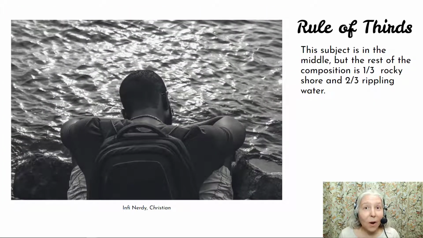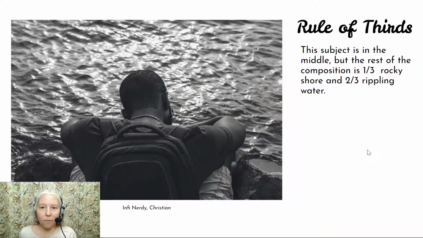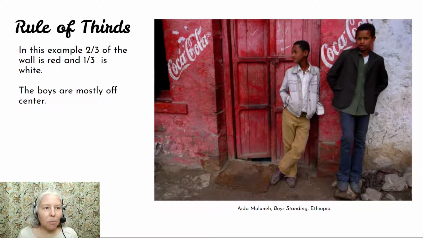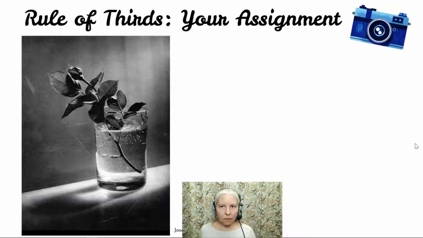Here is a nuance of the Rule of Thirds. This subject is in the middle, but the rest of the composition is 1/3 rocky shore and 2/3 rippling water. So it is still using the Rule of Thirds as a major compositional technique for this photo. One more example. In this example, 2/3 of the wall is red and 1/3 is white, and the boys are mostly off center.